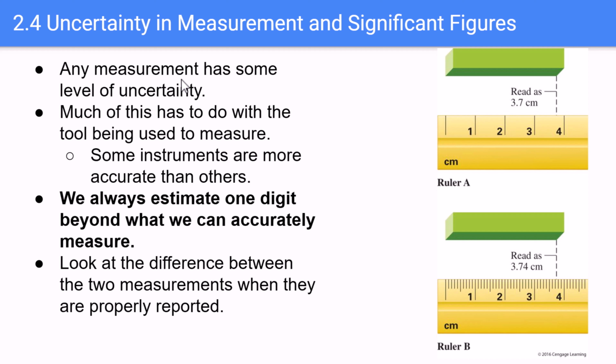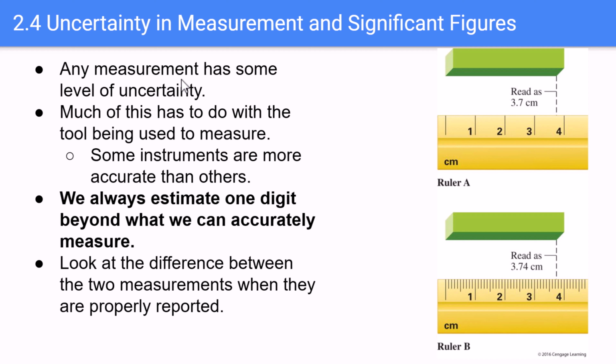So let's take a look at the difference between the two measurements on the right-hand side and what we've reported here. So take a look at ruler A. Ruler A has increments of a single centimeter. What that means is that I can accurately determine that ruler A measures that block somewhere between 3 and 4 centimeters. Then what I do is I estimate one digit beyond what I can accurately measure. I can accurately say that is 3 point something. That last digit is going to be estimated. So if I look at the ruler here, I notice that it's closer to 4 than it is to 3, so I'm going to estimate 3.7.